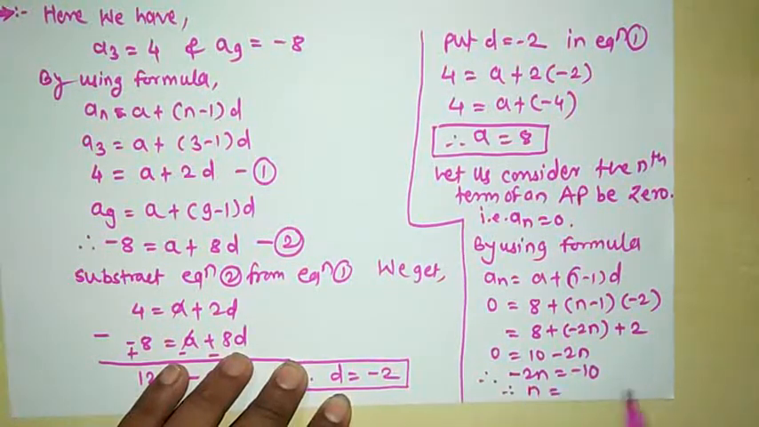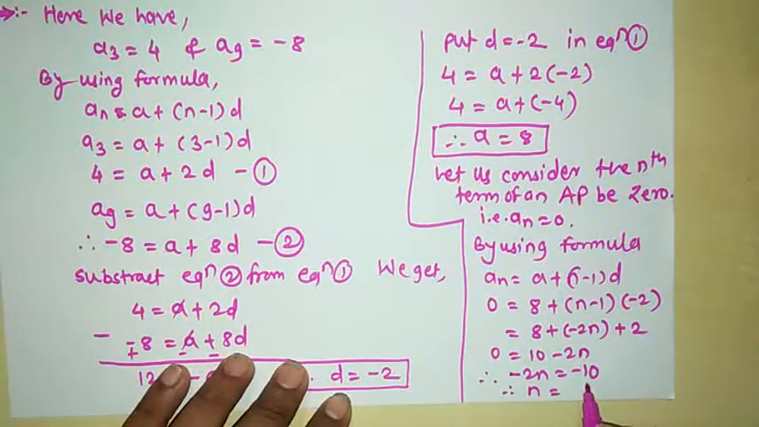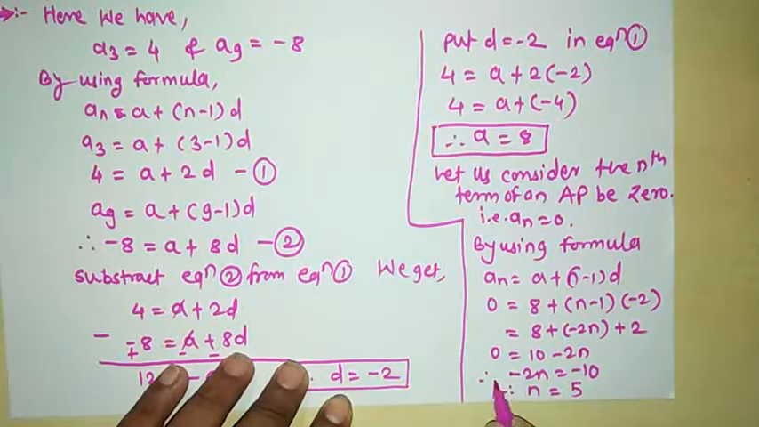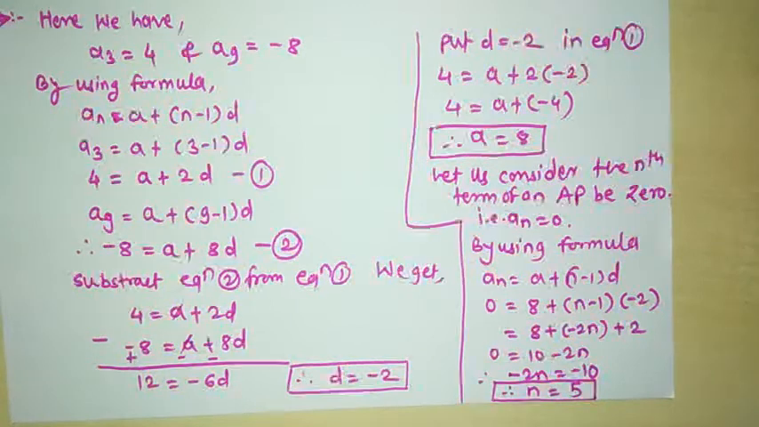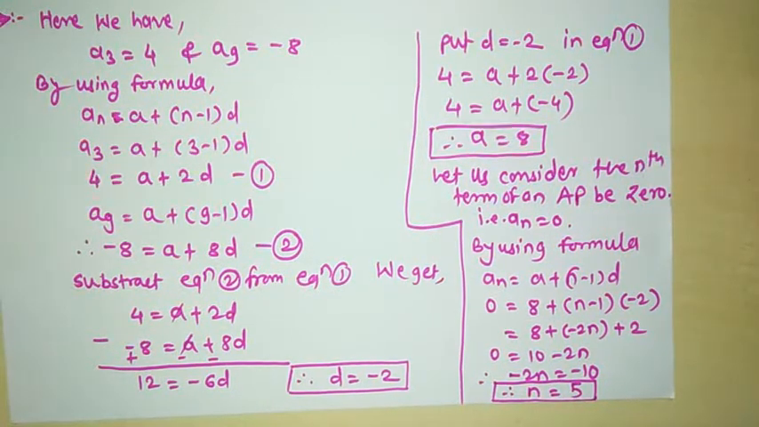Therefore n is equal to, send this minus 2 towards the right hand side, it will go to the denominator, that is minus 10 by minus 2, which is equal to 5. Therefore we got n is equal to 5. From this we can say, write one statement below: the fifth term of the AP is 0. This you have to write by yourself.